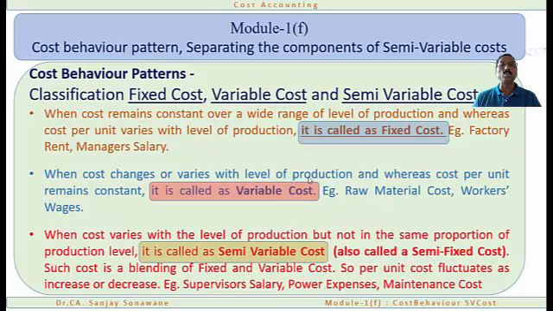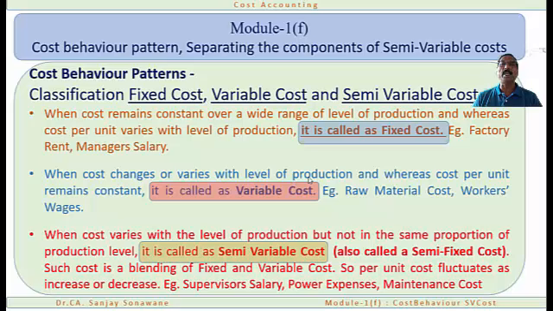When cost remains constant, even though the production has increased, the cost has remained constant. What is the cost? Total cost has remained constant. Whereas per unit cost varies with the level of production, because the lump sum amount is fixed. If the production is higher, and you divide by a higher number, your cost per unit is less.